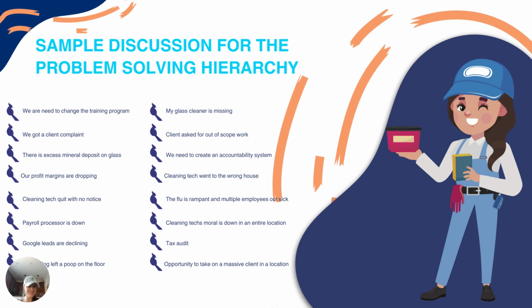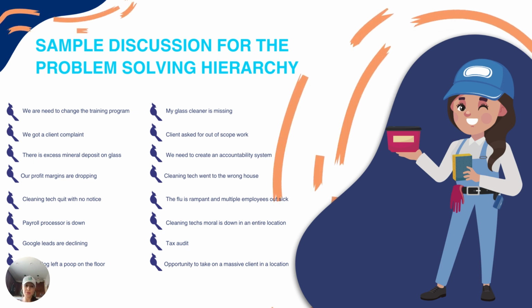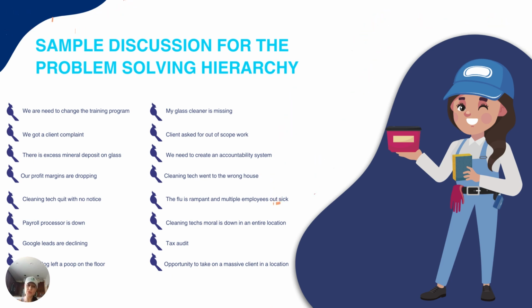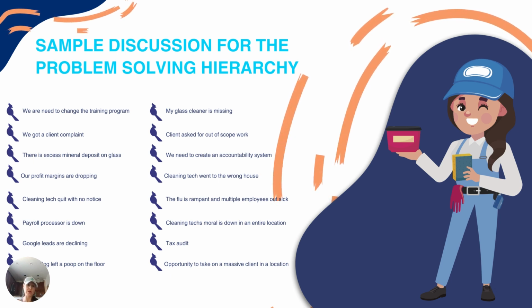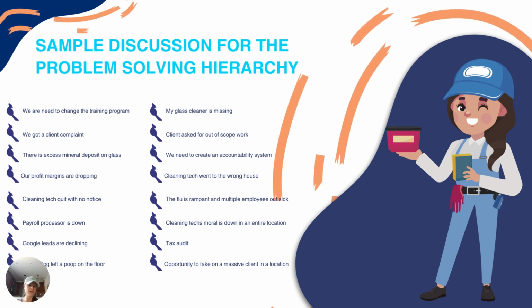Cleaning tech went to the wrong house. So this is a cleaning tech problem, but they're probably going to pull the supervisor in to help them solve that problem. And as a supervisor, you're going to have to probably communicate with the client what's going on.